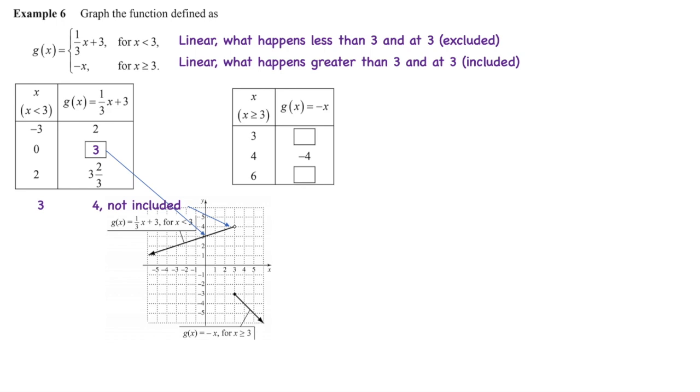The next equation is x is greater than or equal to 3. So this time I know that 3 is included. And when I plug in 3, I end up with -3. Plug in 4, we get -4. Plug in 6, I get -6. This time, notice when I plug in 3 and I get -3, I have a closed circle because it is included. And then I can continue plotting points so that I can create my line.